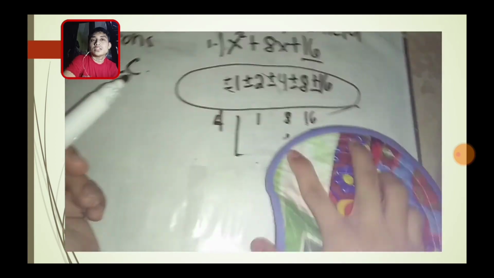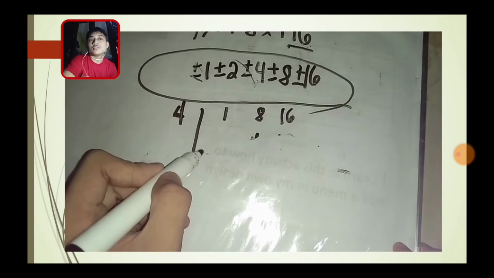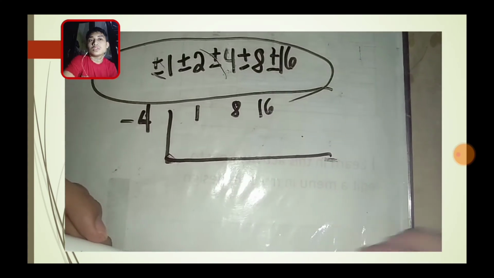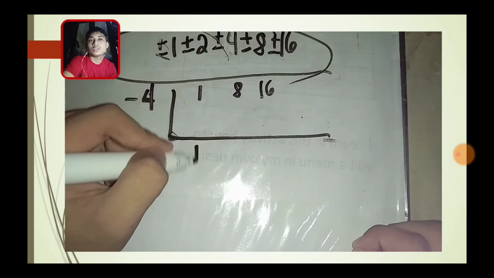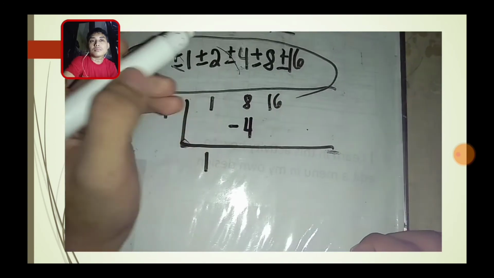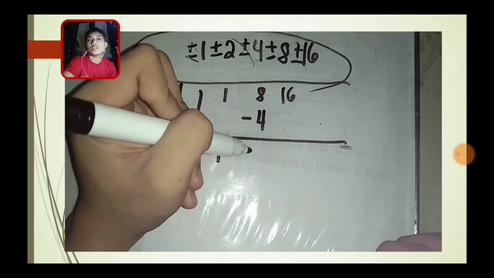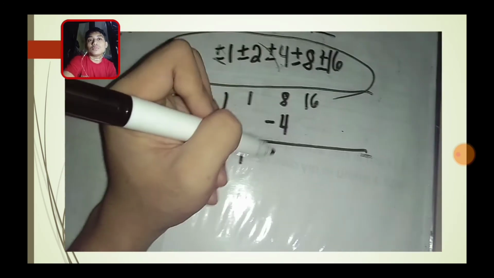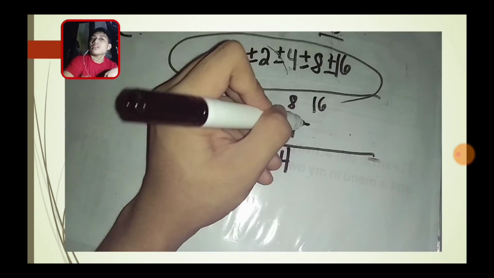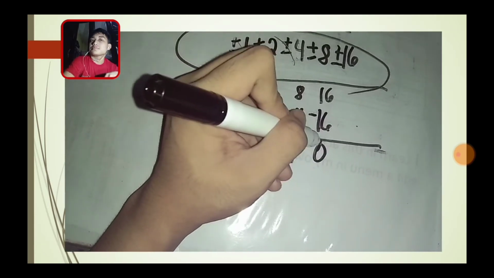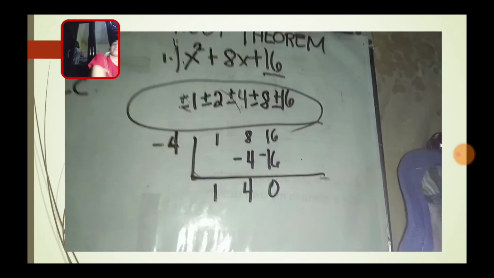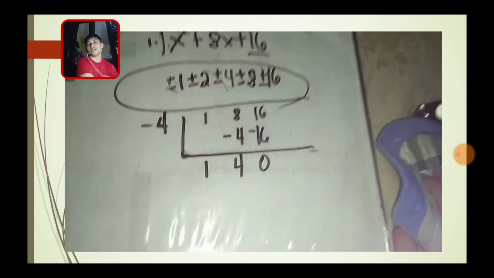How about negative 4? We bring down the positive 1. Negative 4 times 1 is equal to negative 4. Then 8 minus 4, because unlike signs, is 4. Negative 4 times 4 is equal to negative 16. Then 16 minus 16 is equal to 0. So, negative 4 is a root of x squared plus 8x plus 16.